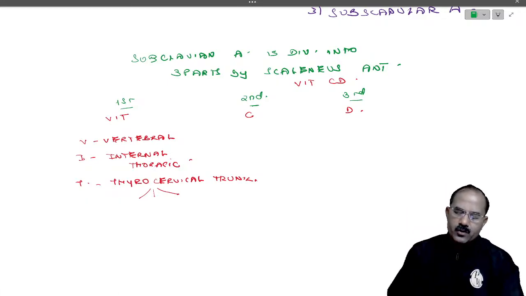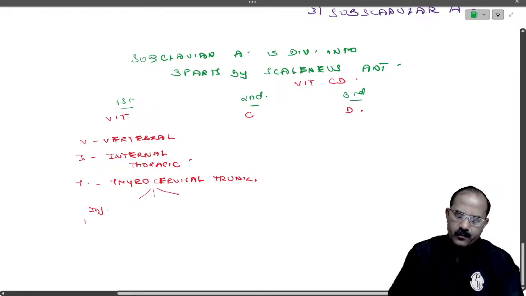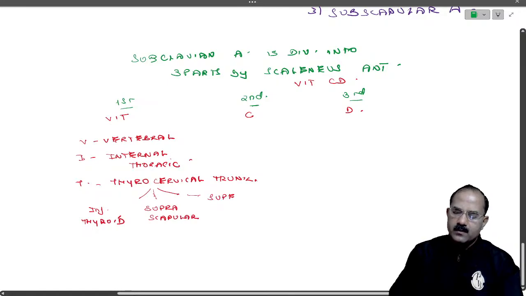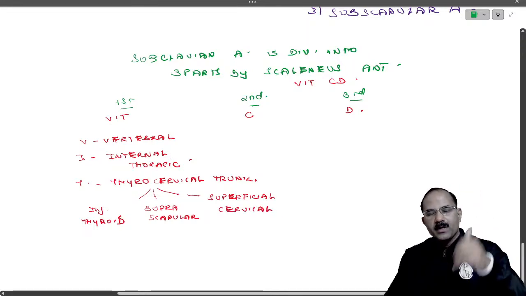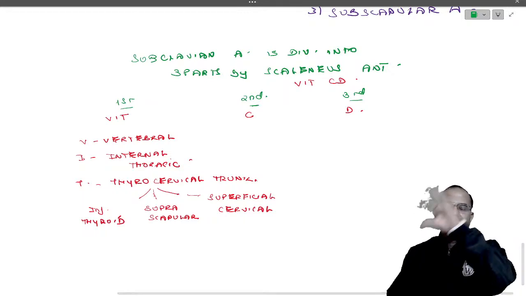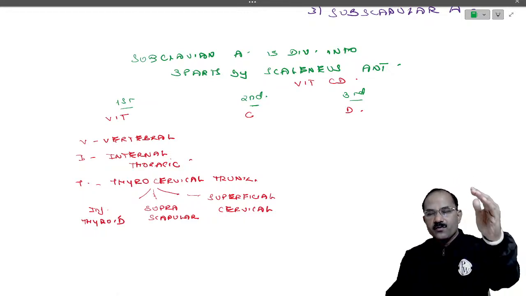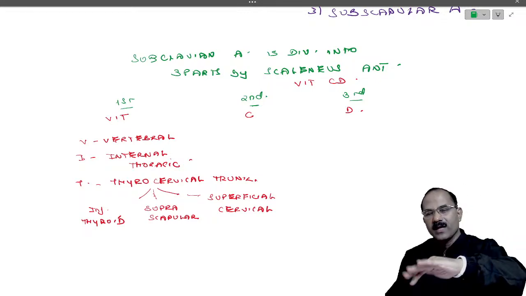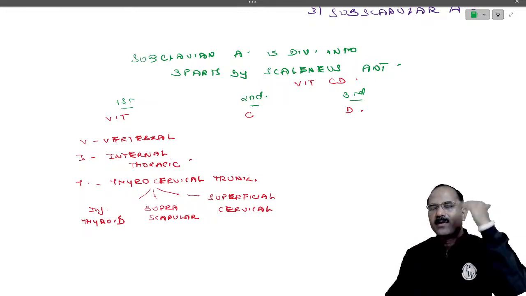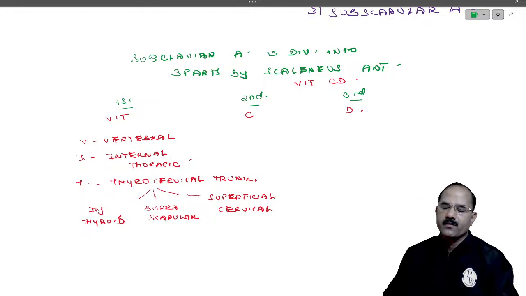Cervix is the neck. So to the thyroid is inferior thyroid. Thyrocervical trunk के तीन branches. One is inferior thyroid, one is suprascapular, and the third one is superficial cervical. Okay, so inferior thyroid, suprascapular, and superficial cervical artery. These are the three branches of thyrocervical trunk. So V is vertebral, I is internal thoracic, T is thyrocervical trunk. उसके तीन branches, inferior thyroid, suprascapular, and superficial cervical.